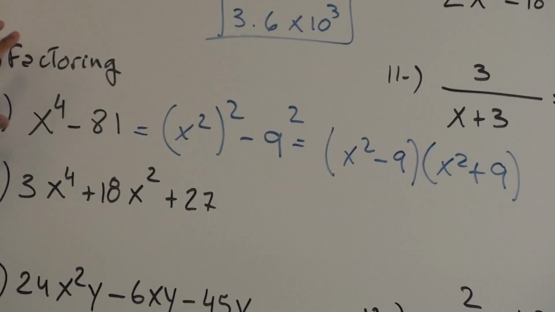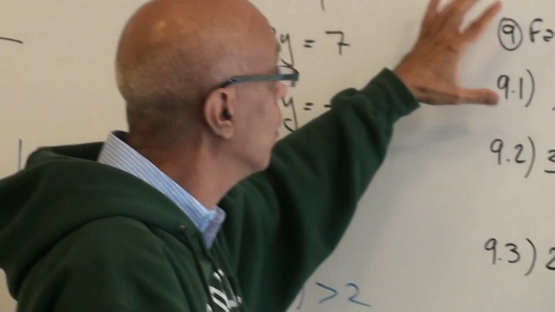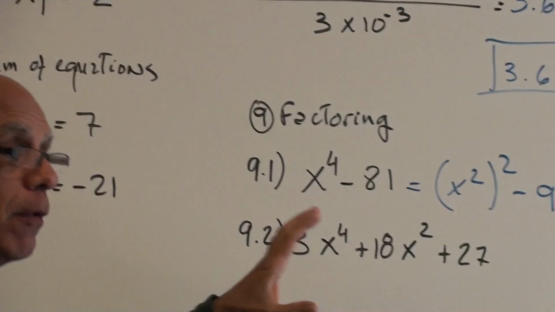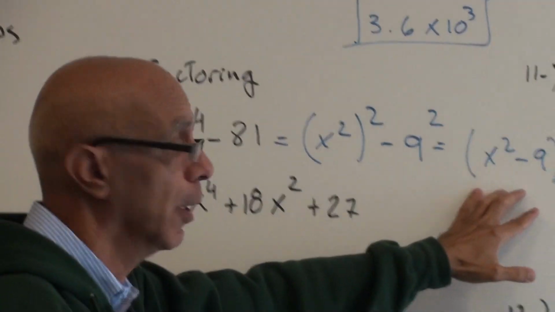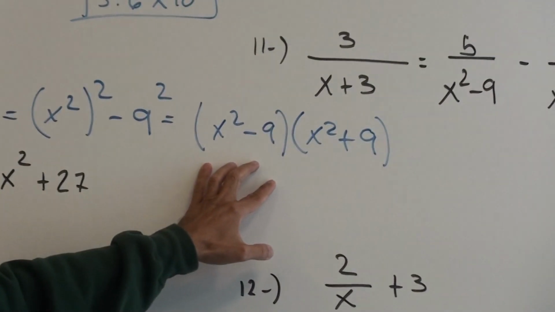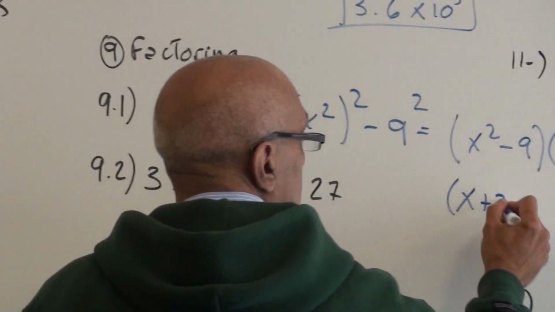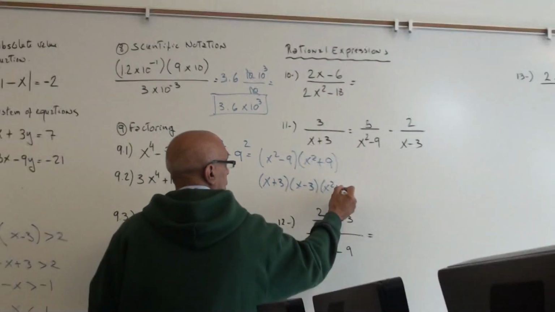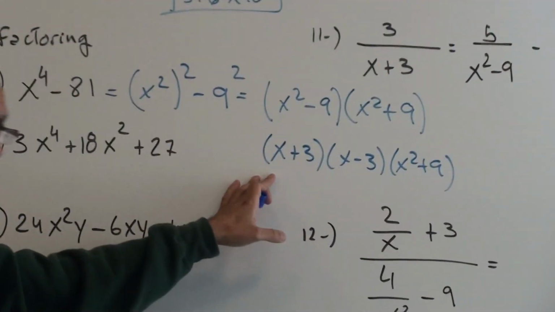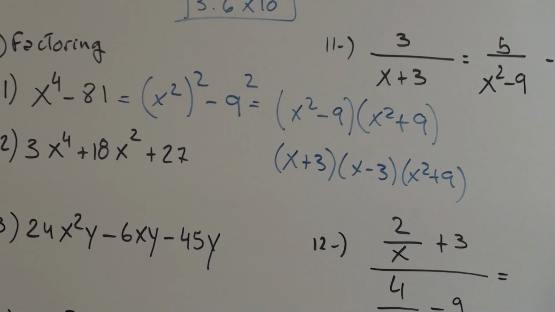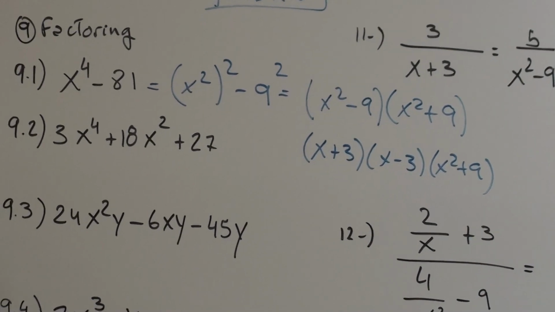Remember, when you are asked to factor, you need to factor completely. You cannot stop here. Many students did stop here. So let's do (x plus 3)(x minus 3), and then (x squared plus 9). So that would be the final answer. Is that okay? Is that clear?